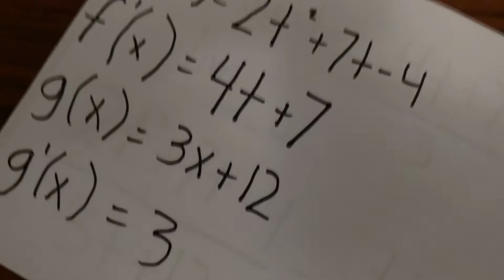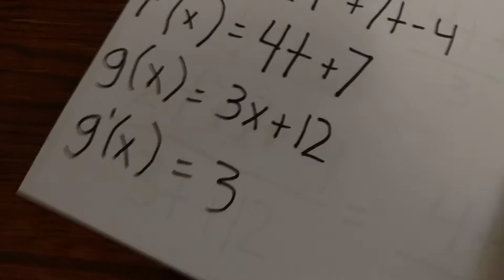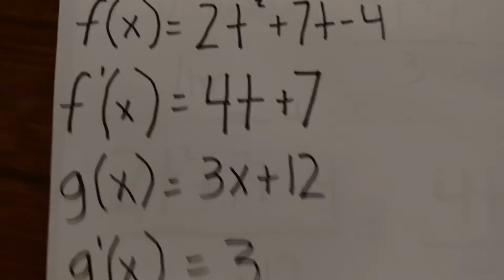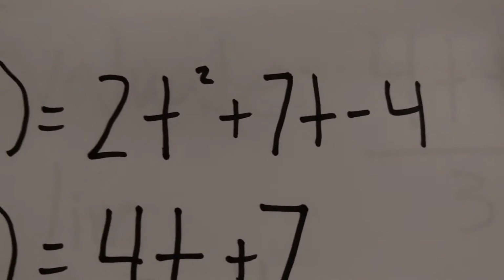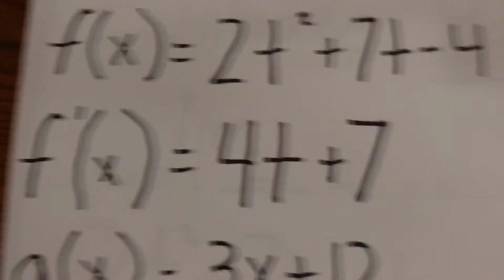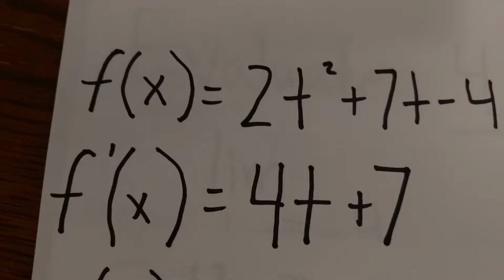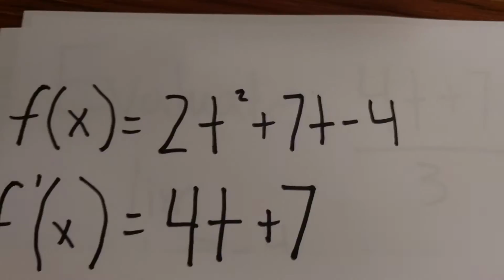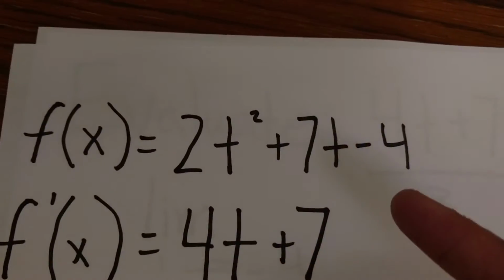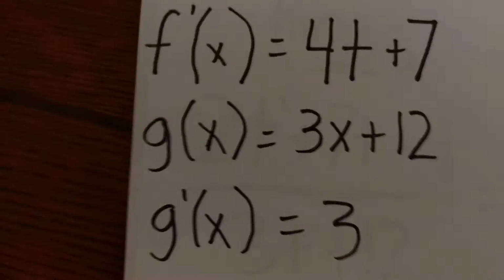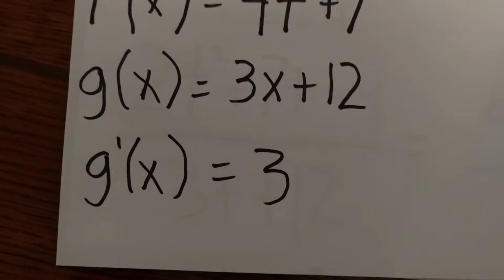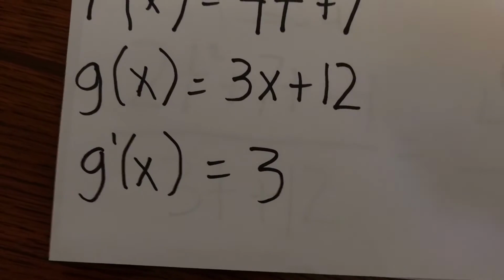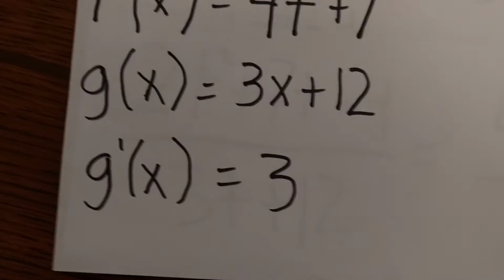Now you might be thinking, simple enough, right? Yeah, it's pretty simple. Our first function, f of x, 2 times t squared plus 7t minus 4. The derivative is just 4t plus 7 through power rule and just plain old derivatives. And for g of x, it's the same thing. We just find the derivative, and the derivative of 3t plus 12 is just 3.